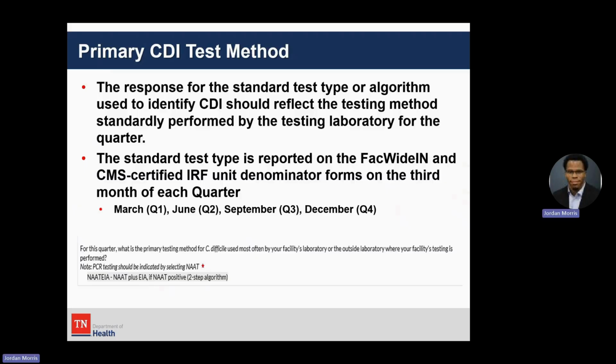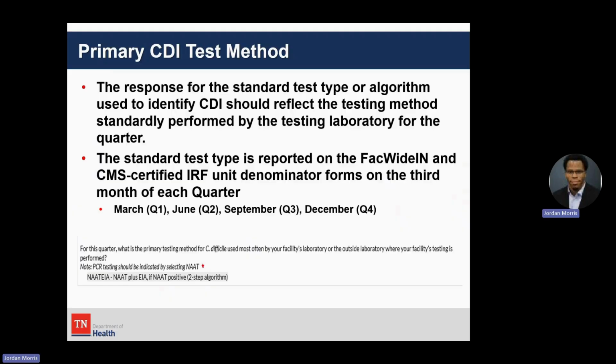For CDI, the primary test method is recorded in the summary data. The CDI test type is collected only on the third month of each quarter, like I said earlier. And then the primary CDI test method is the test type used most often by your facility laboratory, greater than 50% of the time. Without indicating the test type, a SIR will not be generated for the quarter.